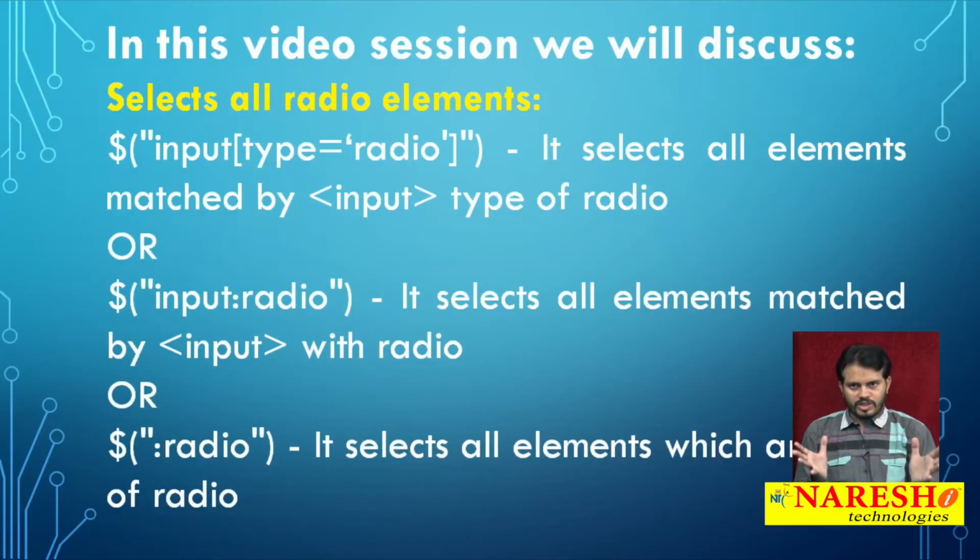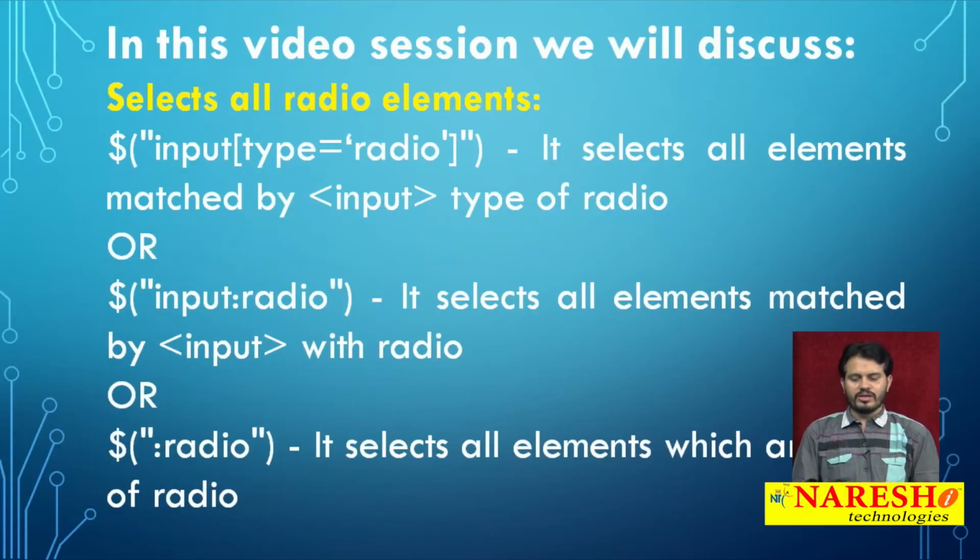Means if in our HTML document whatever radio elements are present, does not matter which group they belong to, in the entire HTML document, then how will we select? Very simple, we have to use a jQuery selector. Every radio element is defined using the input tag with the attribute type equals radio. So we select with dollar of input and attribute selector type equals radio. It selects all elements matched by input of type radio.